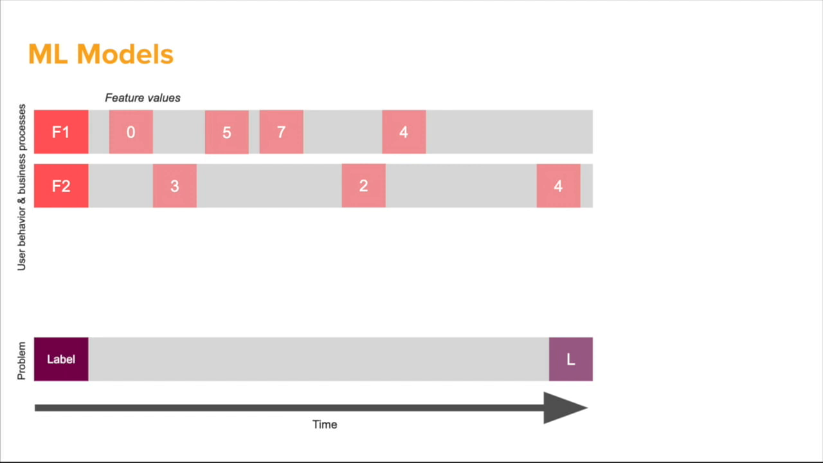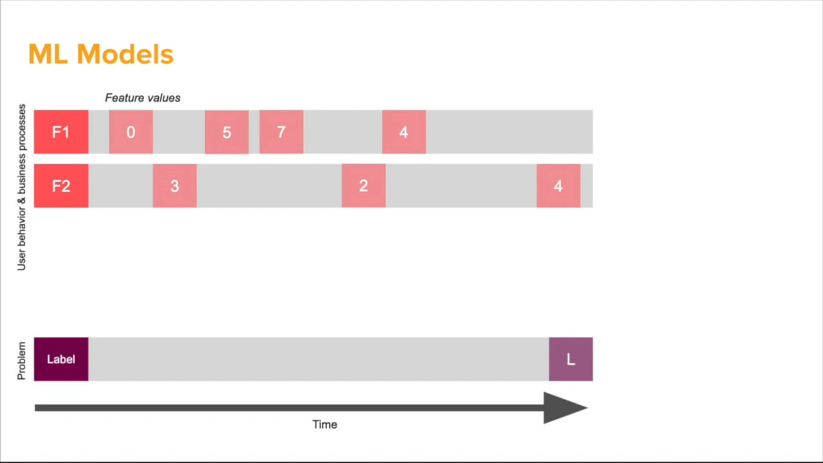So in this case, we have a couple of feature values. F1 and F2 represent features, right? So it might be the sum of searches, or as I said before, the sum of purchases in the past 7 days. Each of these feature values changes over time asynchronously and independently of one another. So they have their own timelines, and they're always changing.